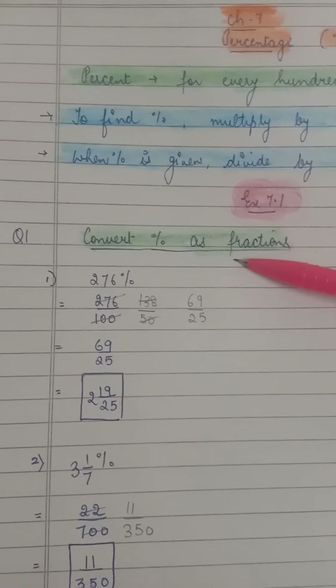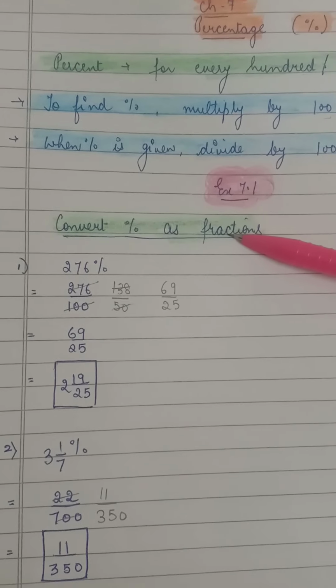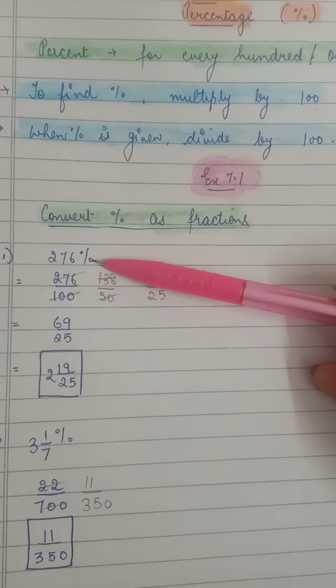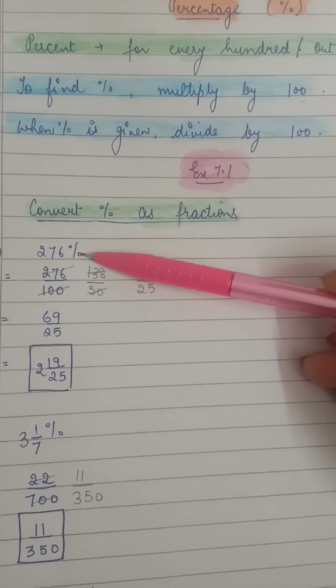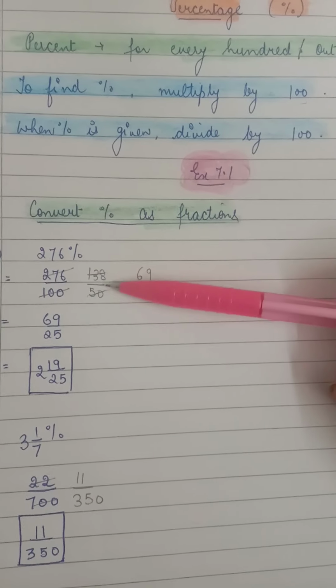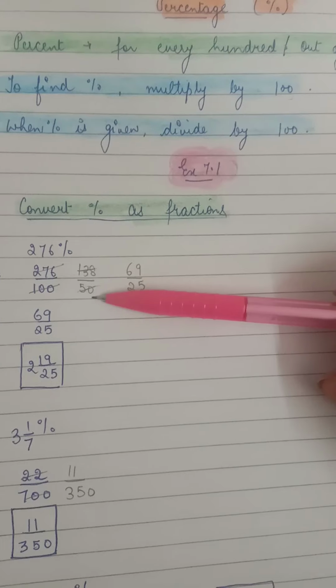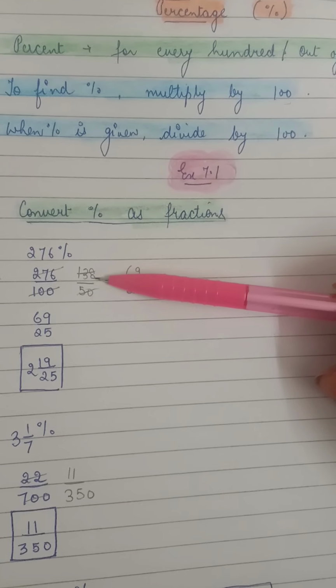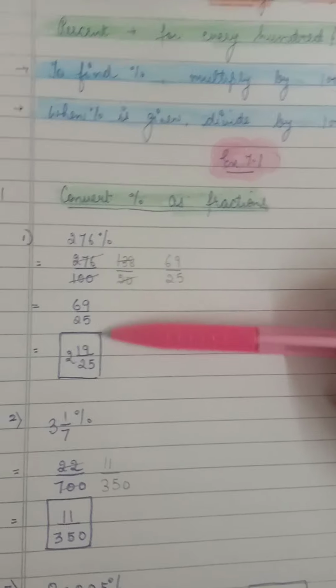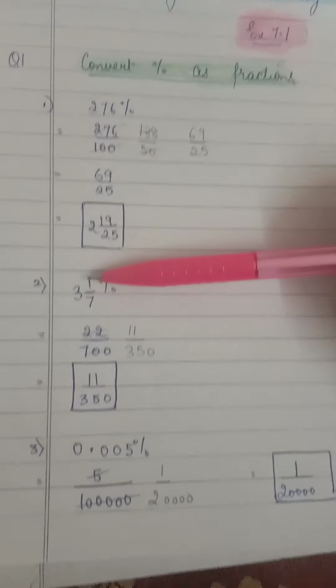Now I am starting with question number 1. Convert as fractions. Now 276 percentage. So just keep in your mind what rule is going to be applied here. Percentage is given, so we are going to divide by 100. Now reducing it to lowest terms, I have reduced it with 2. You can reduce with any number that you want. I reduced it with 2, and again I reduced it with 2, and my answer is 69 by 25, which is further changed into a mixed fraction.